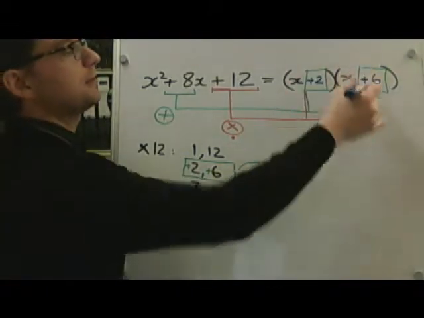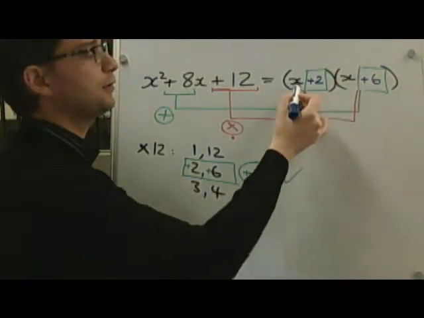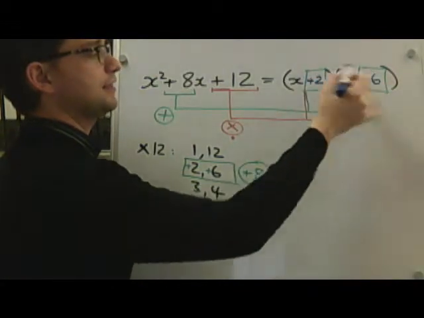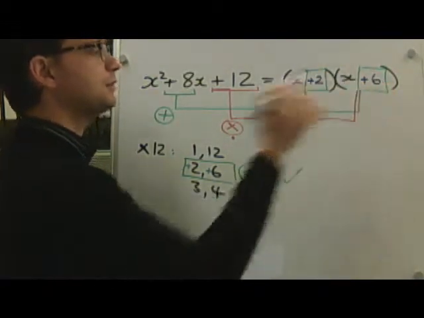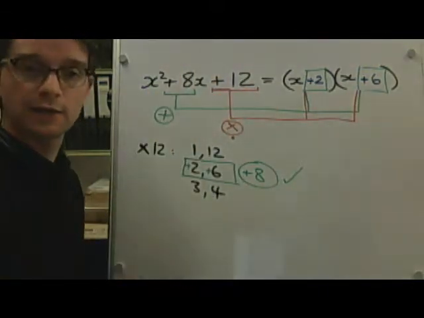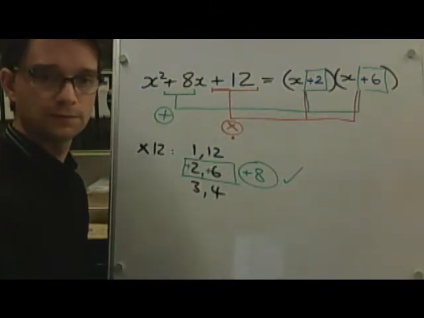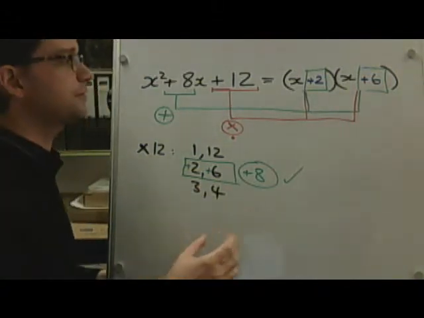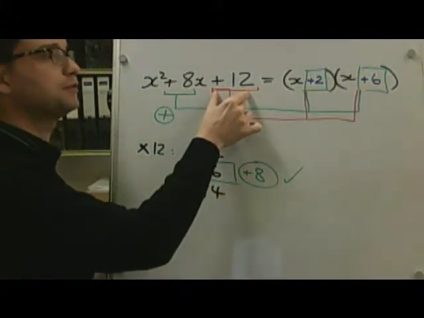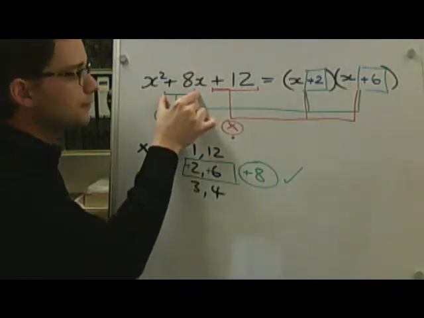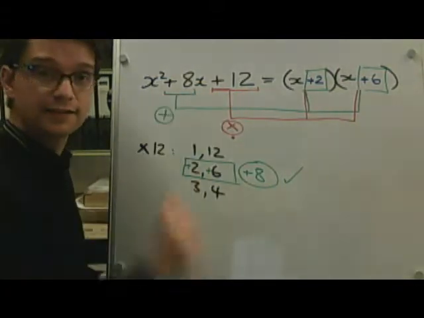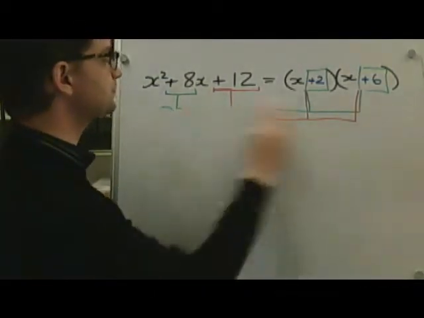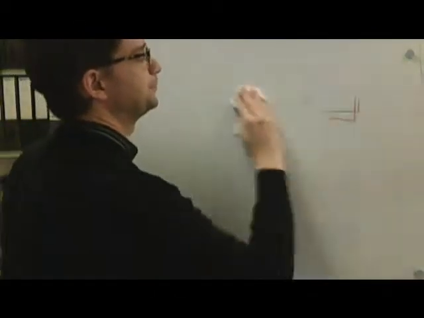And then I can check my answer by multiplying this out. If I multiply out x plus 2 and x plus 6, I get x squared plus 6x plus 2x plus 12, which does give me x squared plus 8x plus 12. So that's the process we're using: to find a pair of numbers that multiply together to give this, and that same pair of numbers that add to give this. So let's look at some other examples. We'll just do a few.